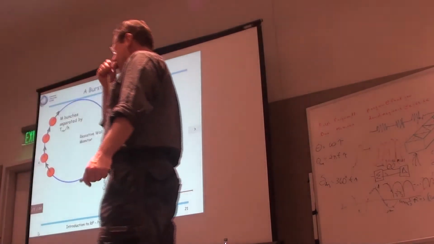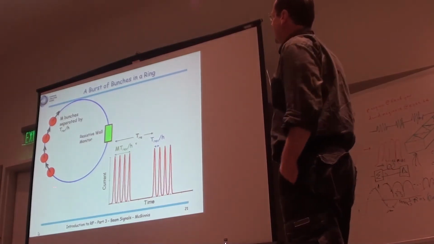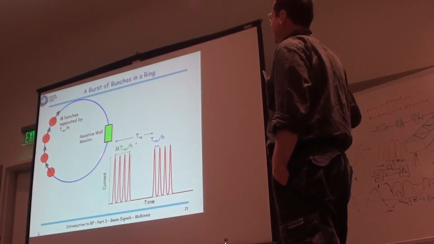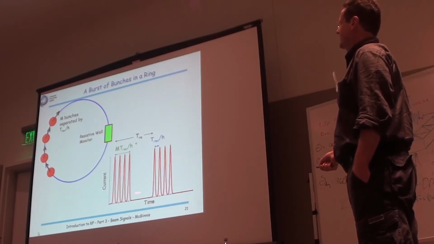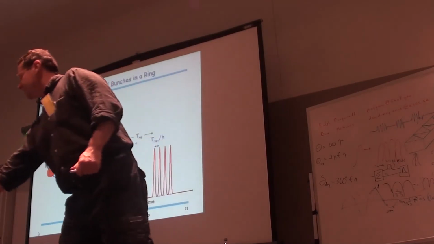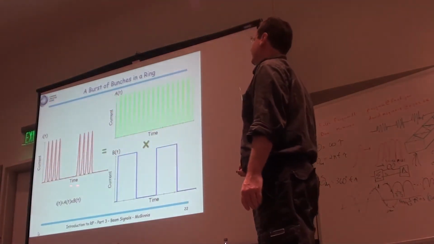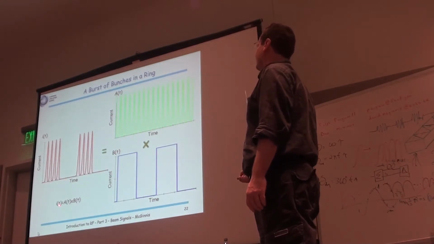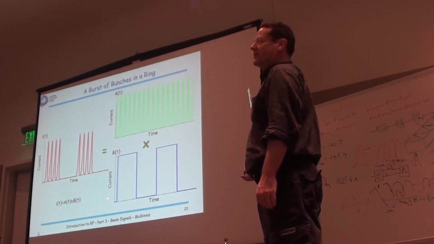Okay, a burst of bunches in the ring. You'll do this as well. You have n bunches, they're separated, and then you have a dead space. So it would look like this on an oscilloscope: bunches, dead space, bunches, dead space. To do that, you don't want to do the Fourier transform of this directly. It's too hard to do both of them. You realize it's a combination of this times that, so I can do the Fourier transform of this and the Fourier transform of that and just multiply them together.